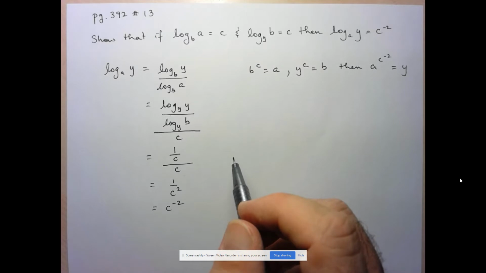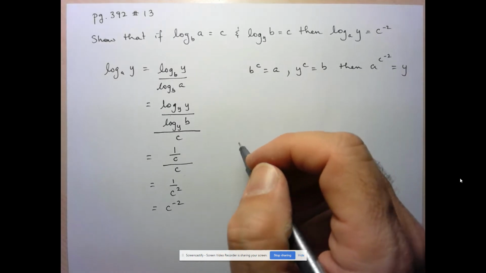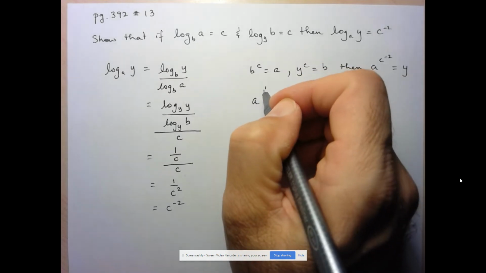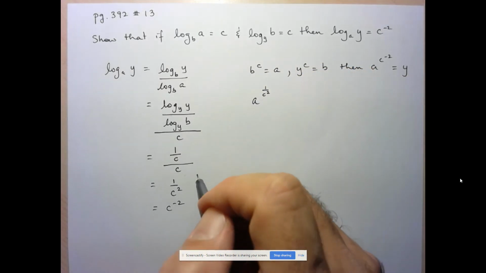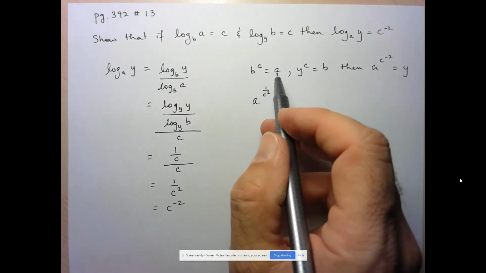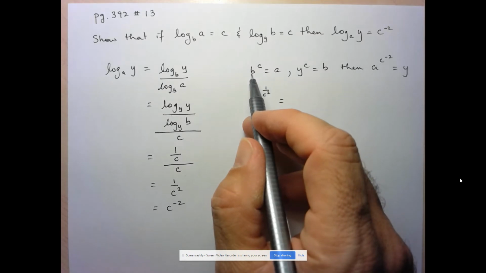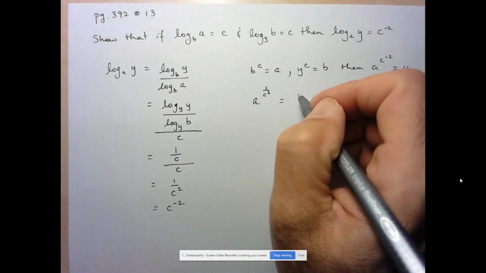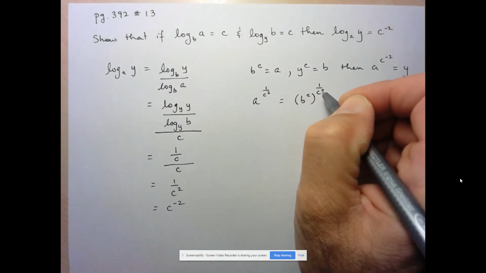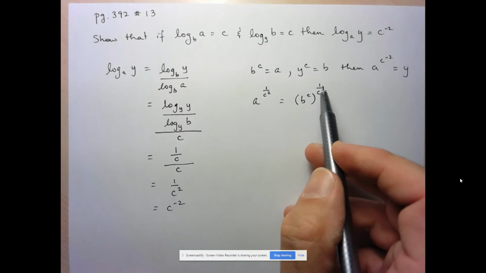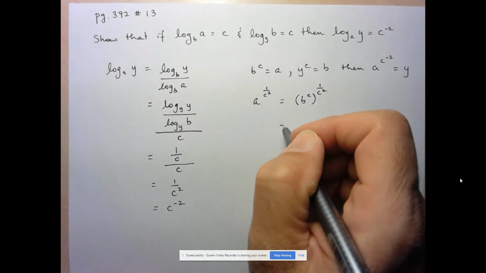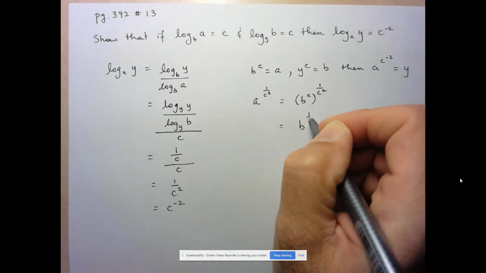Let's start with the left-hand side, like I did here. So a to the, and I'll write it as 1 over c squared, probably nicer in terms of working with it. Let's take a look here. Well, I know that a is equal to b exponent c. So let me replace a by b exponent c, and then of course all to the 1 over c squared. But hey, something nice happens, because this is a power of a power, and if I multiply these two exponents, I just get 1 over c.